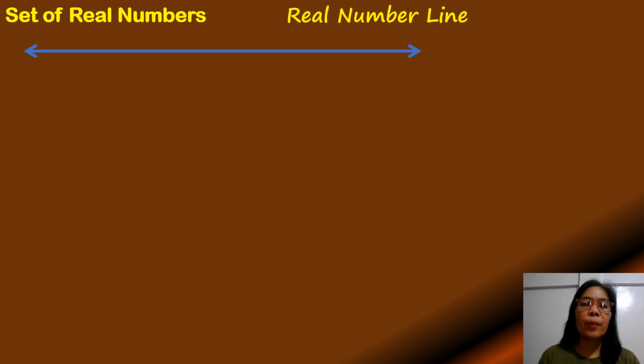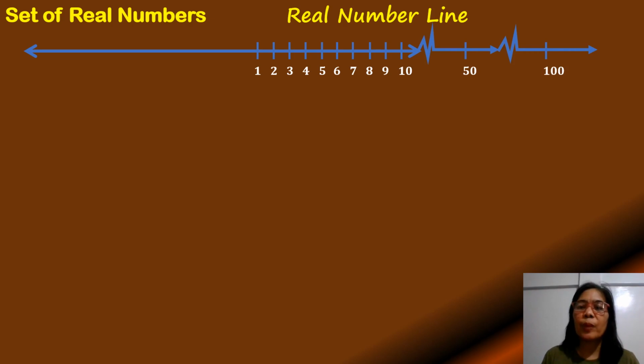So all real numbers can be arbitrarily located in the real number line. Now, when we were still young, we learned mathematics by first learning how to count 1 to 10. So we started counting 1, 2, 3, 4, 5, 6, 7, 8, 9, and 10. And as we grow older, we learned that we can actually count beyond 10. So we started learning how to count 11, 12, 13. So we learned how to count up to 50, up to 100.